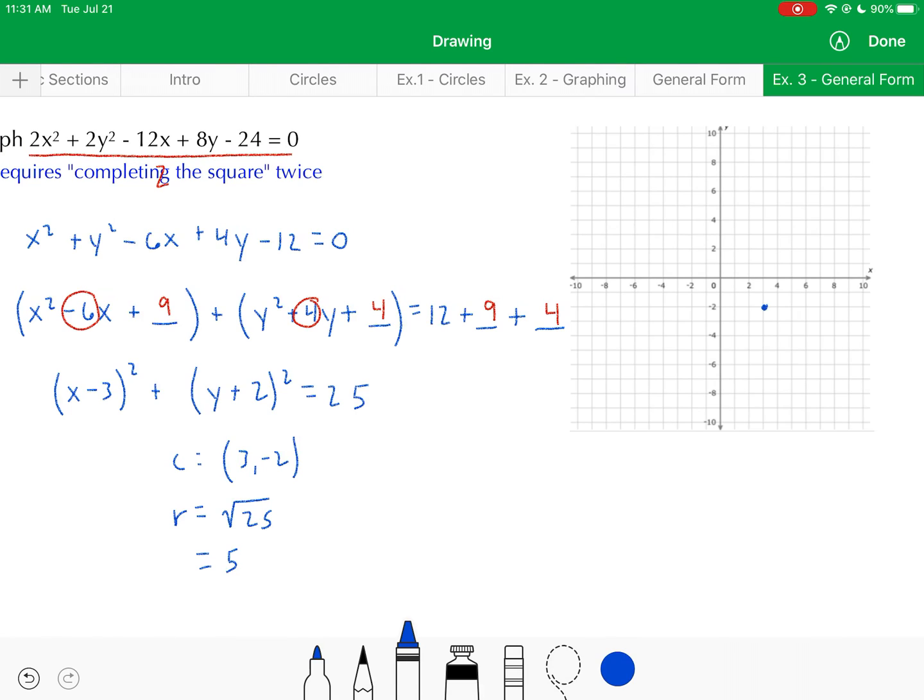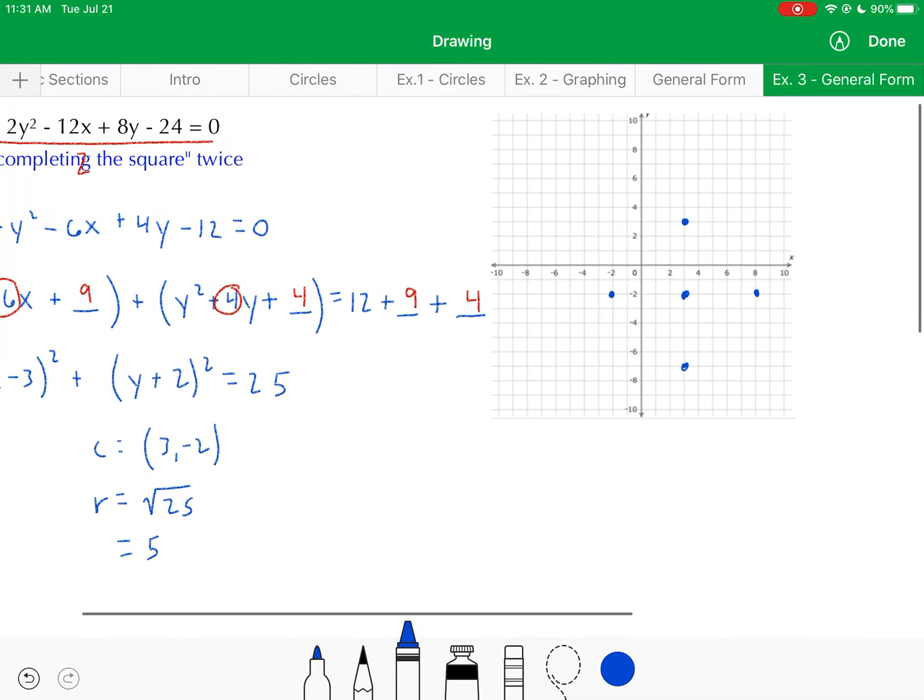All right, so right there's your center. From there, we move 5 units up, down, left, and right to get 4 more points. All right, and just do your best to draw this out. And there we have it.